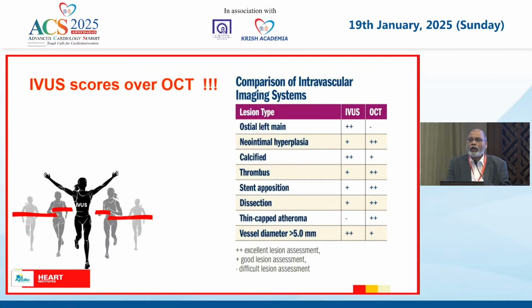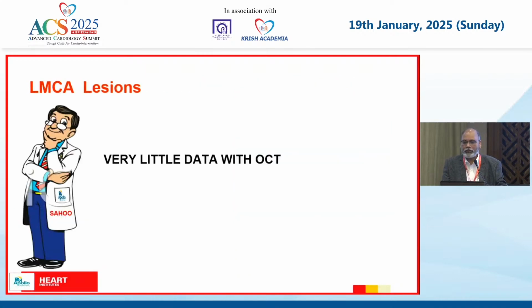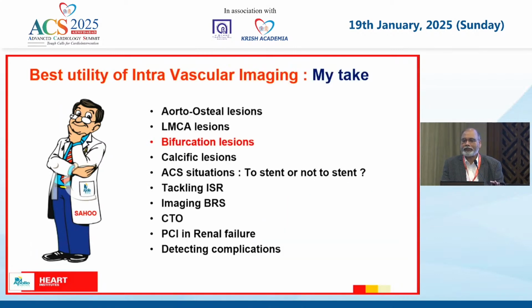IVUS scores over OCT in left main, mainly ostial, and usually if the vessel diameter is more than 5, because many left mains that we deal with are more than 5, and OCT will not cover that in its spectrum. Also, there is very little data with OCT about LMCA lesions, so try to stick to IVUS. That's a clear-cut message that should go.